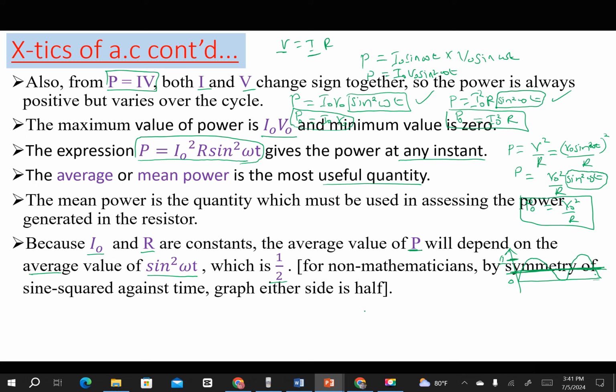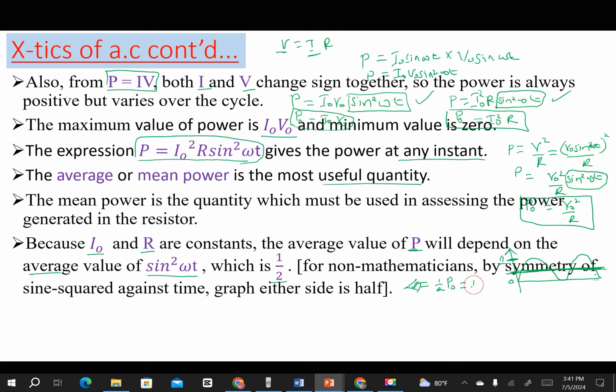because the average value of sine squared omega t is a half, and yet I naught squared, for example, is a constant and is positive, and R is a constant, then it means the average power is precisely going to be equal to a half of the maximum power P naught. The average power is going to be half of the maximum power P naught.